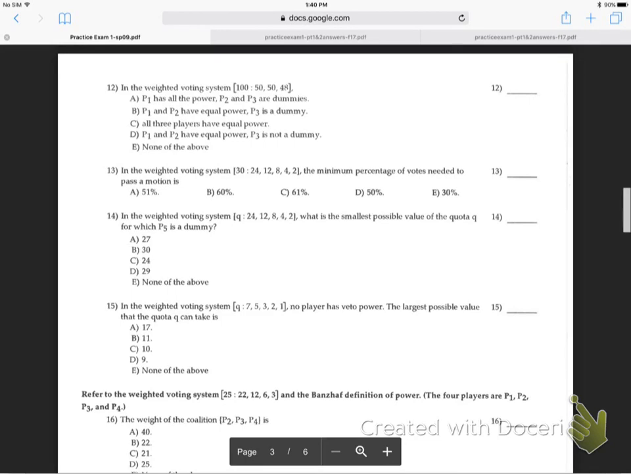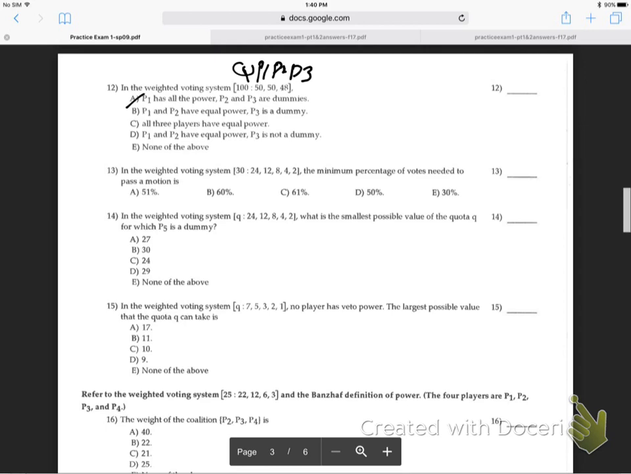Okay, so number 12. Weighted voting system. There's the quota, and then player 1, player 2, and player 3. What's it say? Player 1 has all the power. No, that can't be. Player 2 and 3 are dummies. No, player 1's the same as player 2, so it's not A, right? A lot of these are process of elimination, I think. Everybody good so far? It's not A.